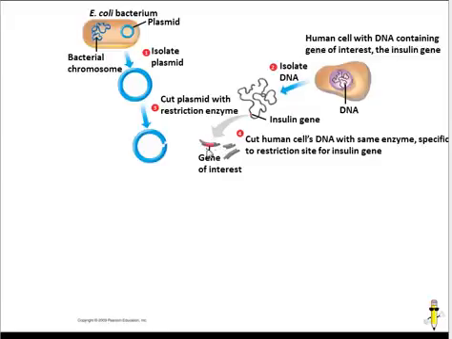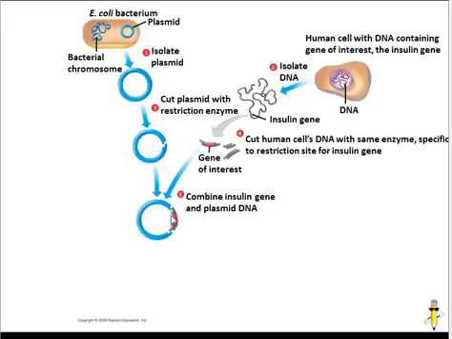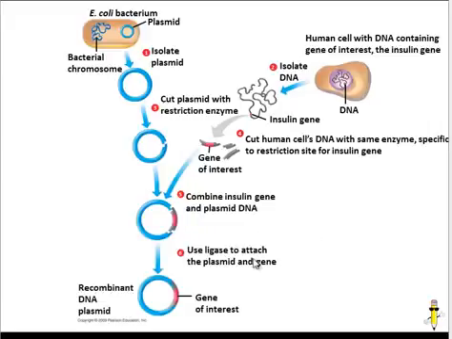So now we have our human insulin gene and we've got our cut plasmid. Now we're going to combine those two together. And because of complementary base pairing and because of the sticky ends, they're going to naturally bond together. Then we're going to throw in a little bit of ligase to help seal the sugar phosphate backbones. And now we have our recombinant DNA. Most of the plasmid is bacterial DNA, but it now has the human insulin gene.